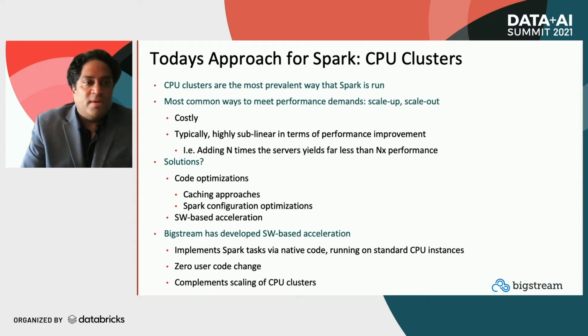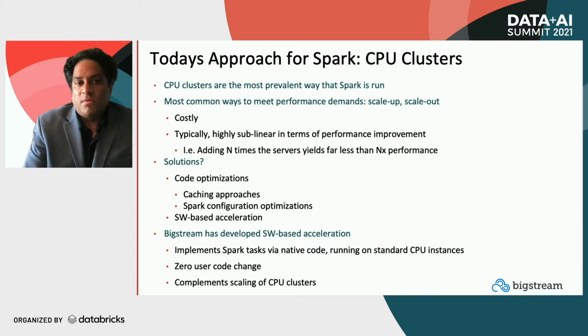Another sort of CPU-based approach I'd like to talk about briefly is software-based acceleration. So what is that? That's basically implementing Spark tasks under the hood via native code. And this runs on CPU instances, so there's no need for additional hardware. Bigstream has developed software-based acceleration. It's seamless, it's zero Spark user code change. But all of these approaches really complement the scaling of CPU clusters. I don't want to make it seem like acceleration is a replacement for CPU clustering. In fact, it's complementary to CPU clustering.